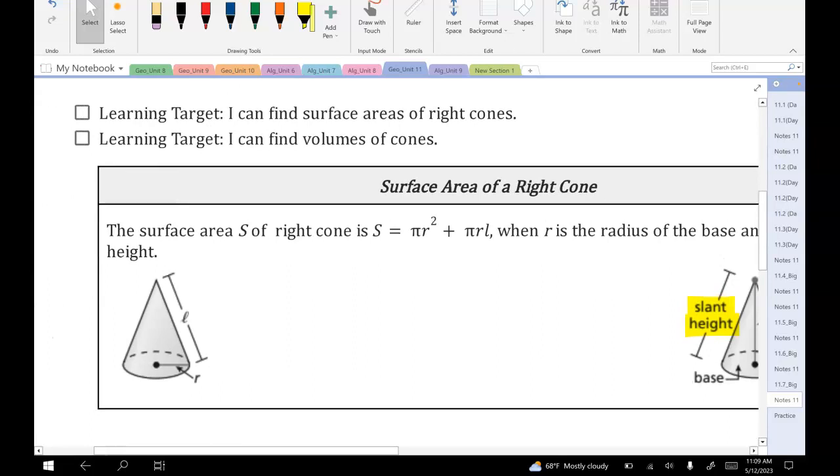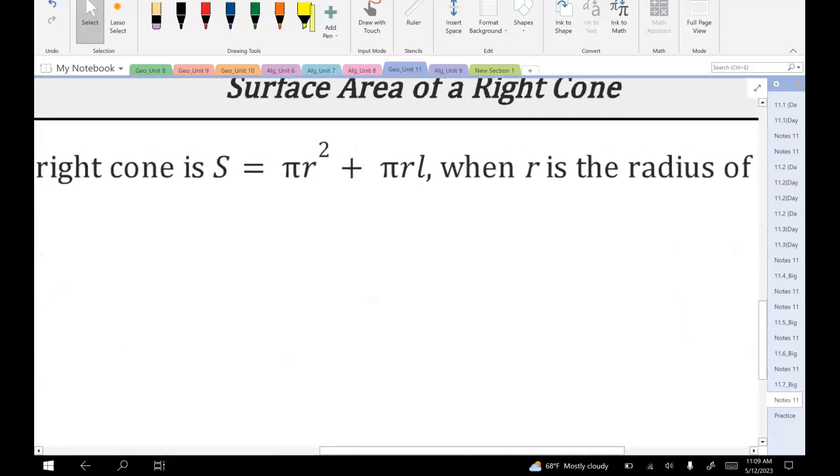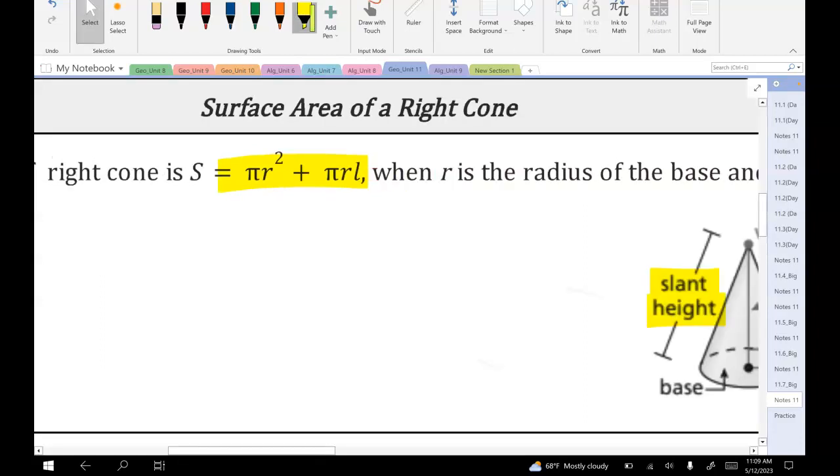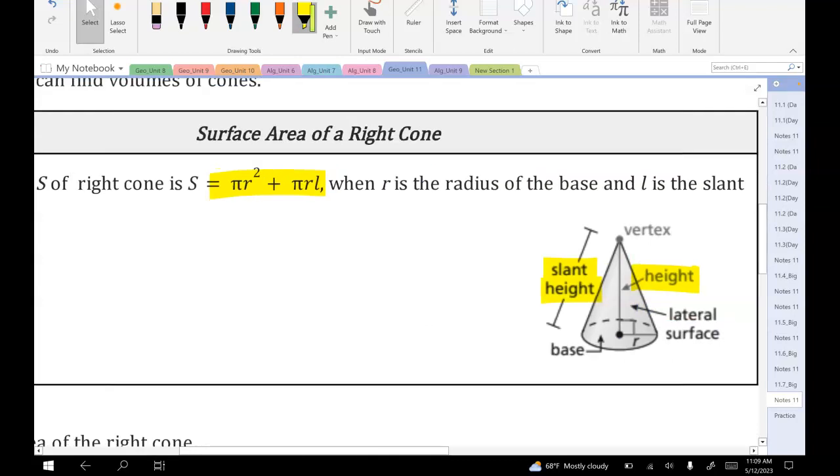So we're going to start off with surface area. The formula for surface area, we use capital S, and it's pi r squared plus pi r l, where l is our slant height and r is the radius. You can write a normal l, or you'll see a lot of times it's written as a cursive l.